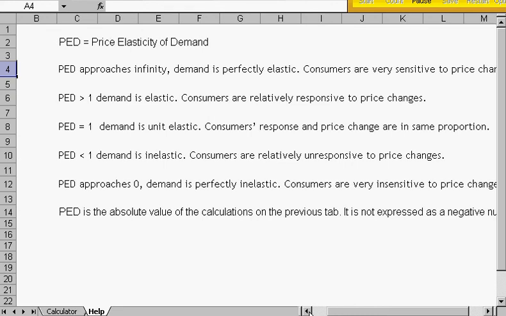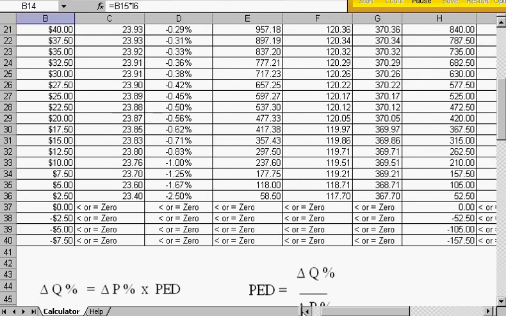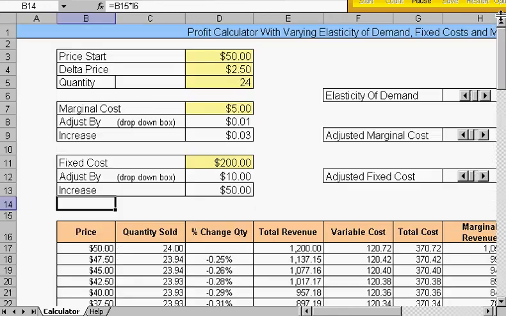So it's a little bit of a guide to give an idea of the PED and where it stands. Perfectly elastic. When it's greater than 1, it's considered elastic. When it's equal to 1, it's unit elastic. Less than 1 is inelastic. And that concludes our training on this spreadsheet.